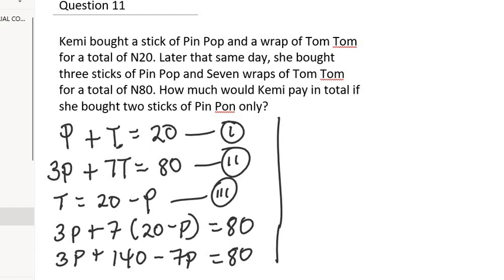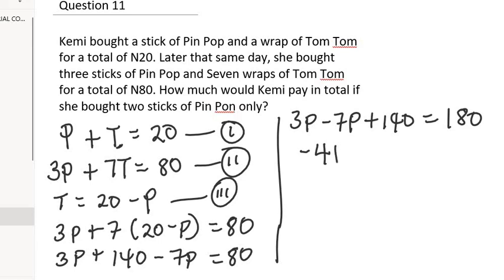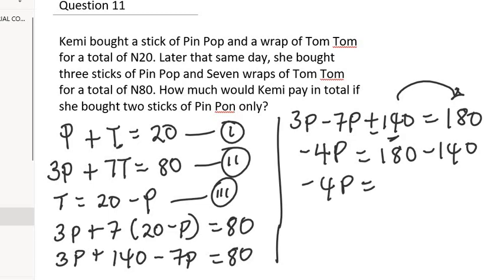Let's collect like terms. Here, 3P minus 7P plus 140 equals 80. I just rearrange what we have here. 3P minus 7P will give me minus 4P. Now move plus 140 to the right to meet 80. The plus changes to minus 140. So minus 4P equals 80 minus 140. That's 40. Okay? Divide both sides by minus 4. This cancels out. Minus 4 into 40 will give me minus 10.